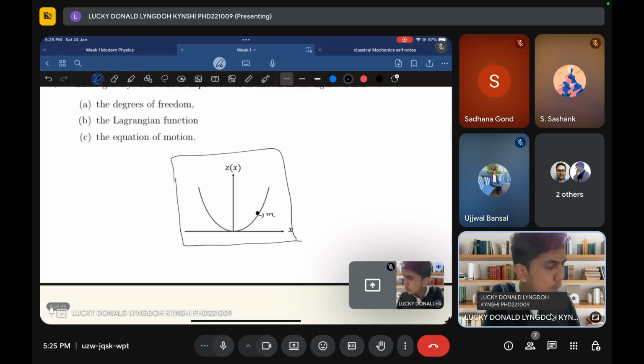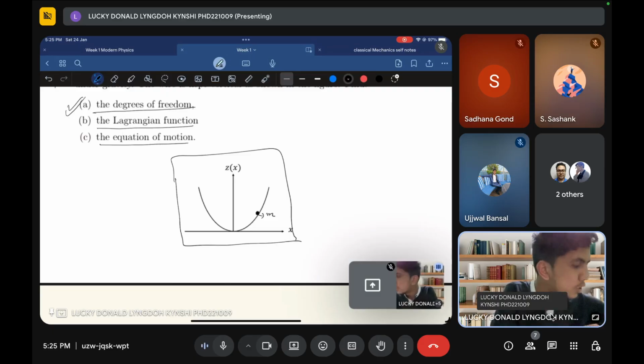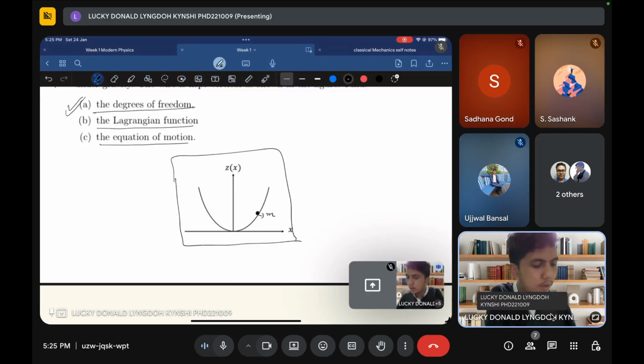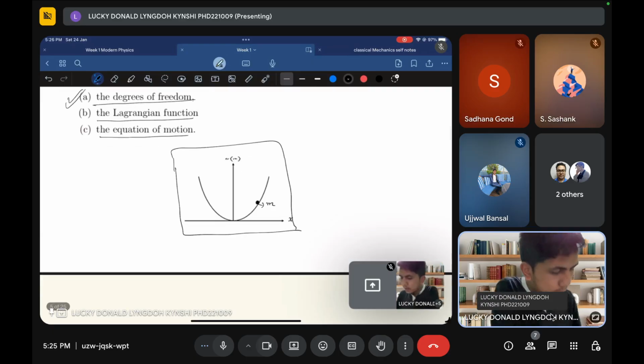So what will happen now? You have to find out, as I've just said, the degrees of freedom, and you have to find the Lagrangian function, and you have to find the equation of motion. Okay, so this is the thing that we have just discussed, right? That is how you write the degrees of freedom, and then after you have written the degrees of freedom, you have to write the Lagrangian function and find the equation of motion. Okay, so let me write the solution.